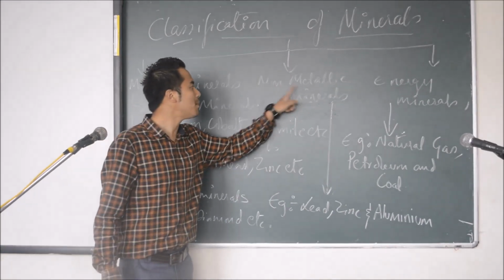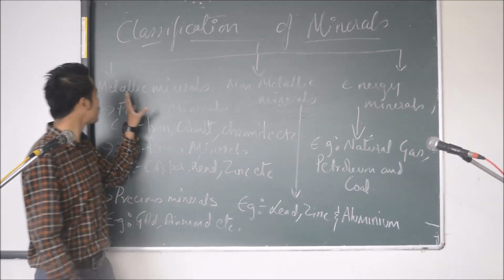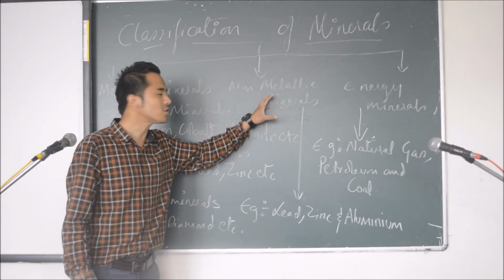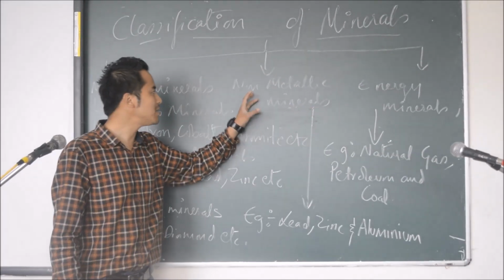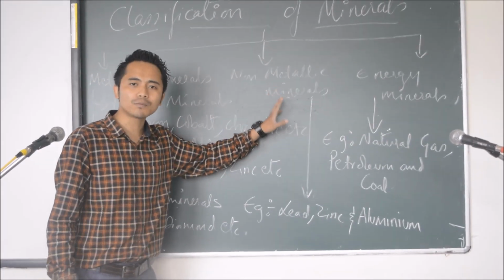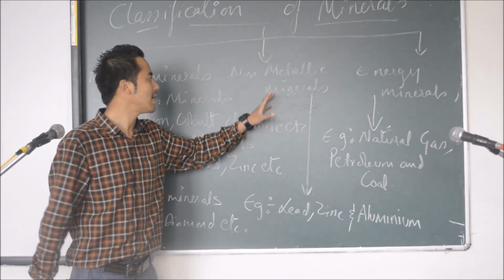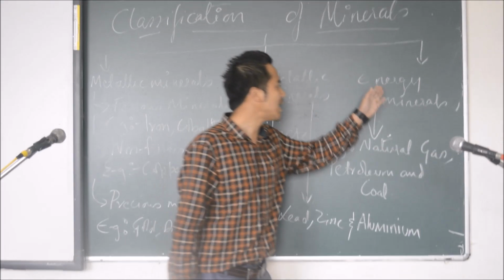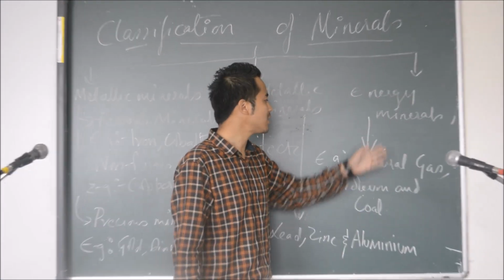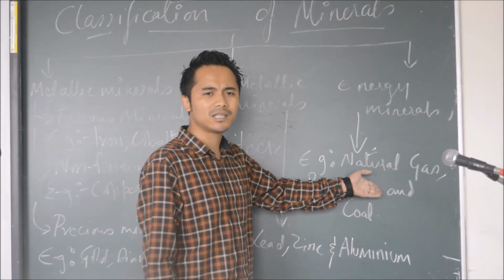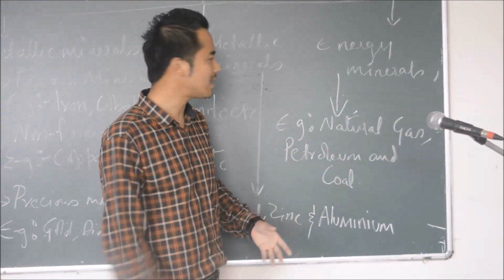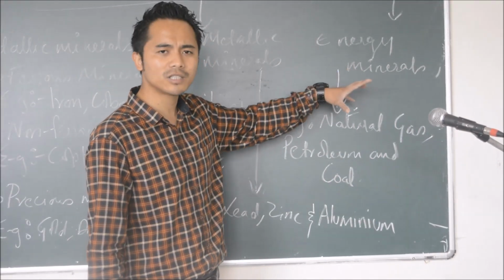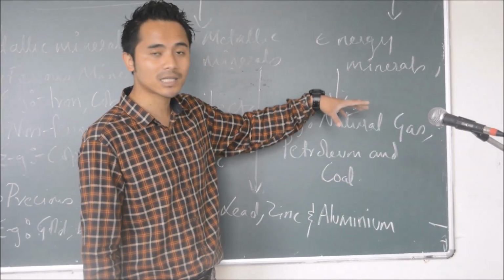While non-metallic minerals are just the opposite of metallic minerals. They do not contain any metal. That means non-metallic minerals are those minerals which do not contain any metal in them. Likewise, energy minerals, let's see the examples. I will explain about energy resources and energy minerals in the next class.